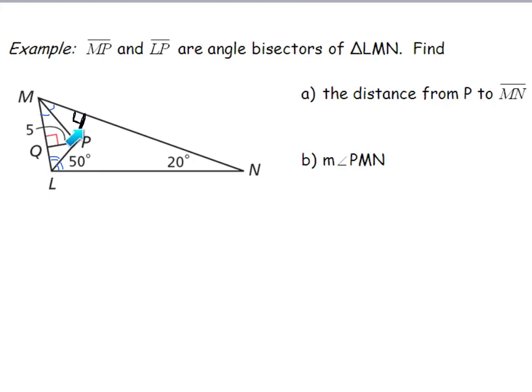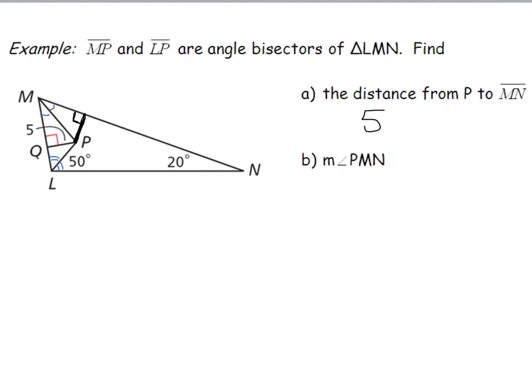Well, in order for me to figure out what the length of this is, we know that since these two, MP and LP, are angle bisectors, they intersect at the point P, which means P is my incenter. And if I have an incenter, I know that the line segments from the incenter perpendicular to the sides are going to be the same length. So if PQ is 5, that definitely means that the distance from P to the line segment MN will also be 5.